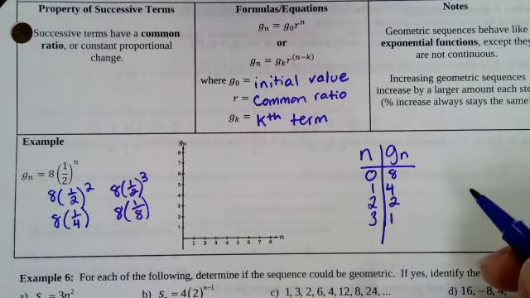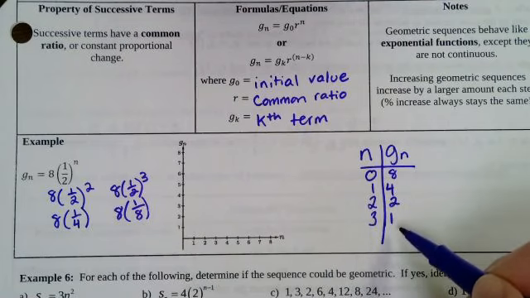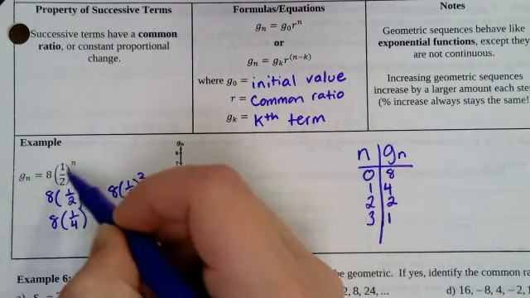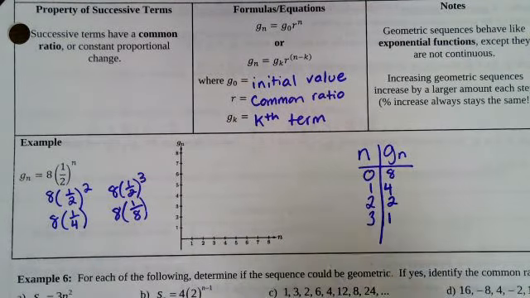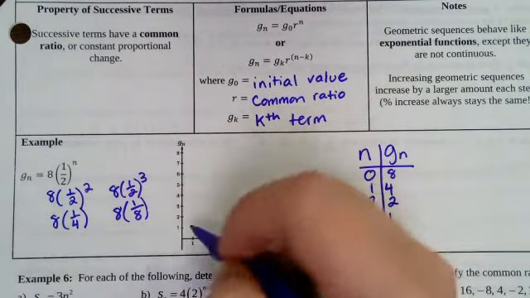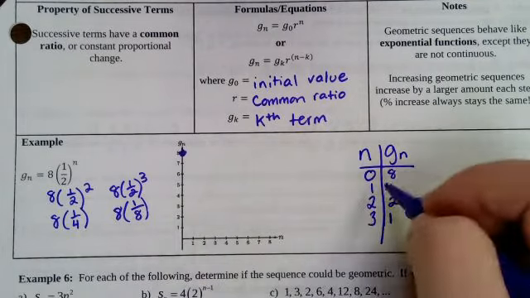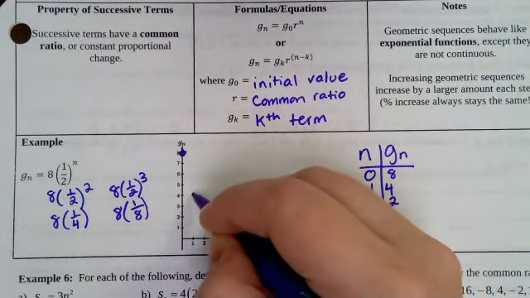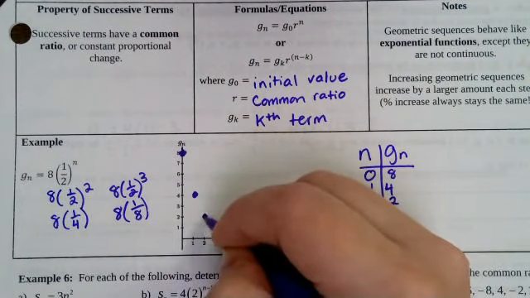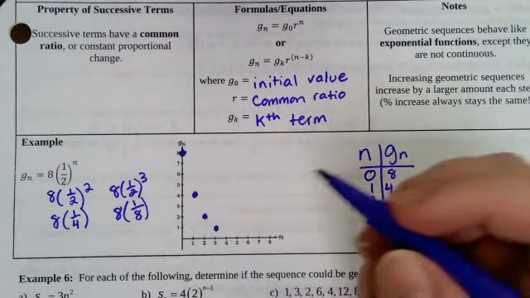And you could keep going, but I want you to see what's going on here. We went from 8 to 4 to 2 to 1, right? So each of those is getting cut in half. That's what we're talking about with this rate, or the ratio. The initial value, 0, 8, that's your starting point. So up here we have the point (0, 8). Then we have (1, 4). We have (2, 2), (3, 1), and you could keep going and so on.